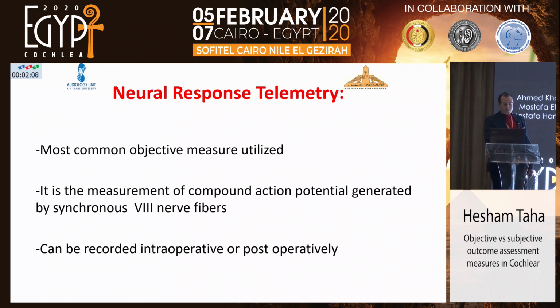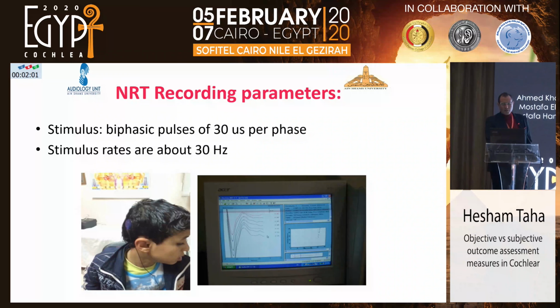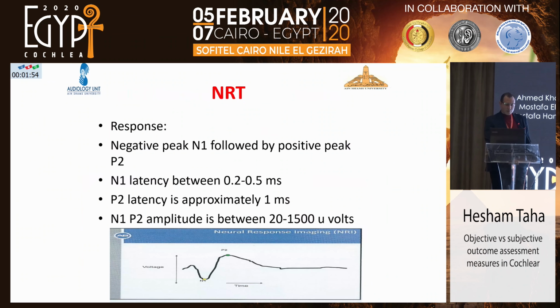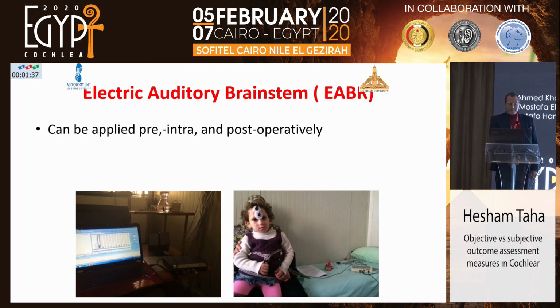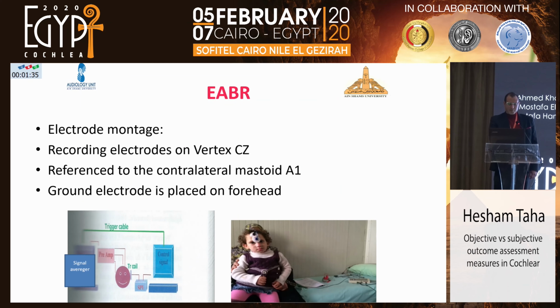Then the NRT, it is the most common objective measure utilized. It's measurement of the compound action potential. We use the programming unit and place the magnet over the operation site, and we record it. And this is the characteristic feature of N1P1. It is used to determine that auditory nerve is responsive, and to assist in pediatric programming and provide information for verification and monitoring. I'm going to move a little bit fast.